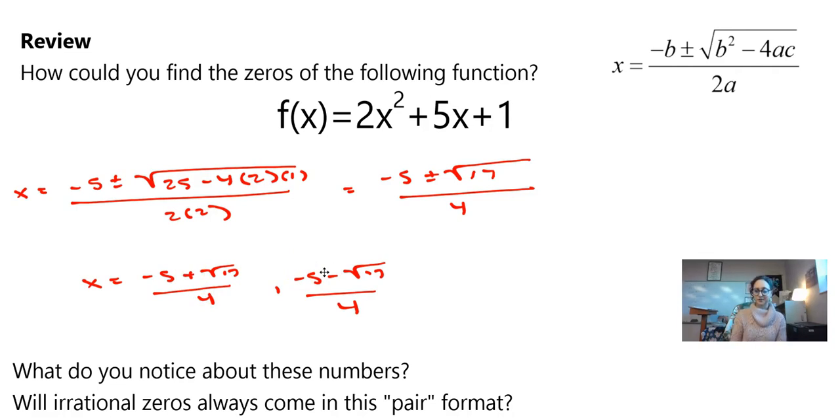Will irrational zeros, in other words, numbers that repeat forever and that you can't write as a fraction, will they always appear in this pair format? And the answer is yeah, because they'll need to be put into this quadratic formula, and they'll always appear in this very symmetric format where they're the same other than this sign here.